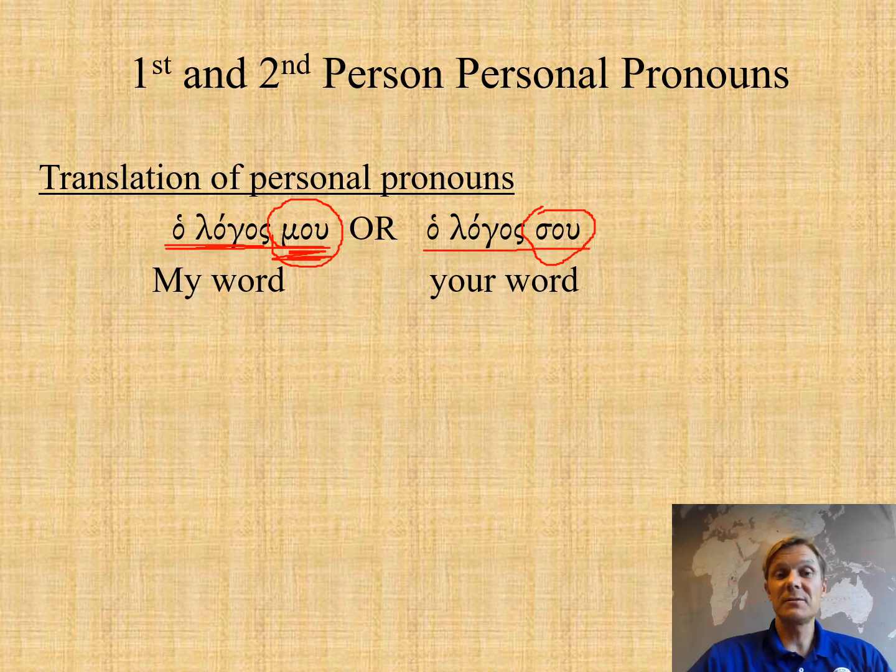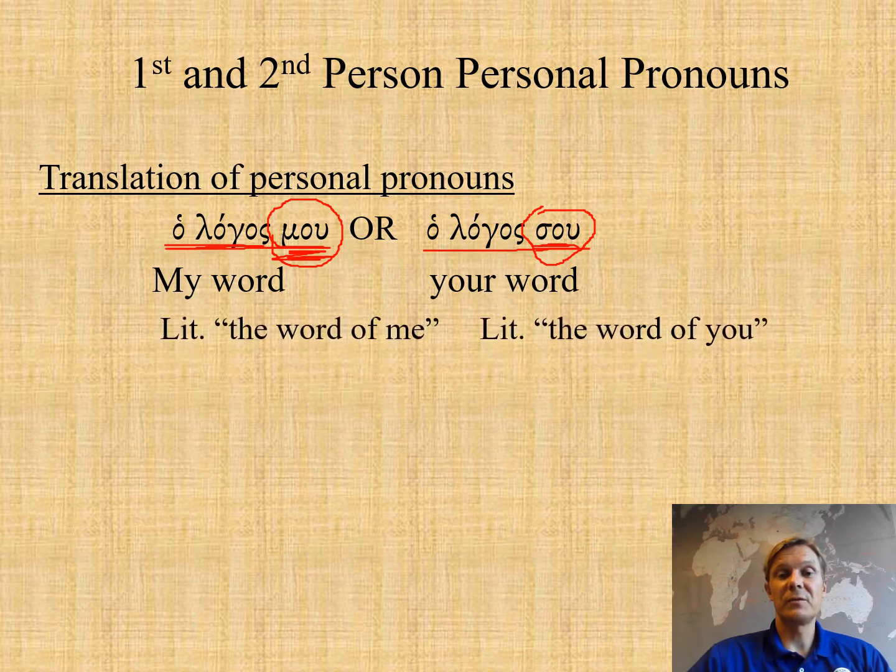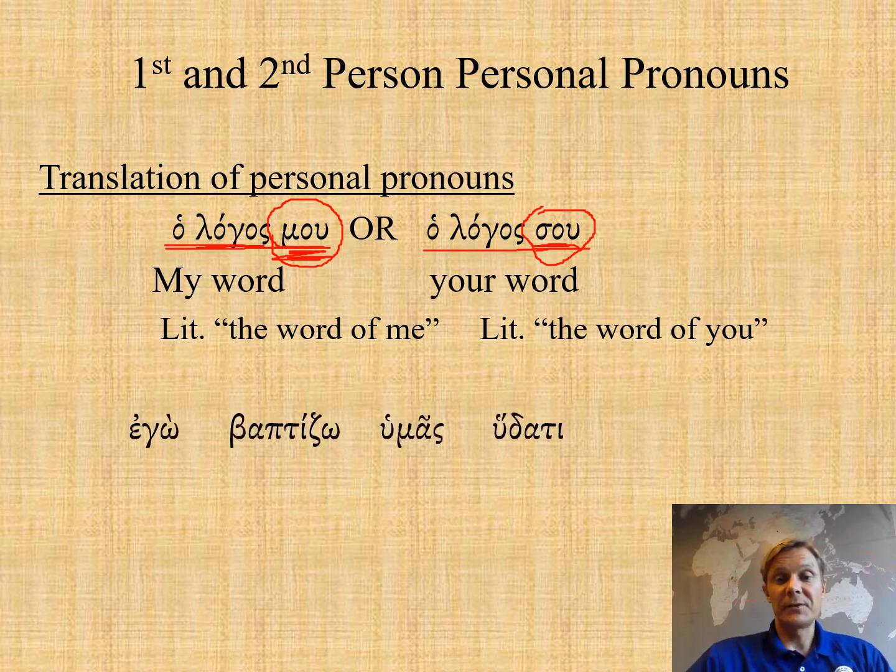Because it's genitive, we would translate ho logos mu as my word, and ho logos su as your word, singular. The literal translation is ho logos, the word, and the genitive of ego, which is mu, the word of me, which makes no sense in English, so we translate it as my word. In the same way, ho logos su, your word, or literally the word of you. Let's look at the second example.